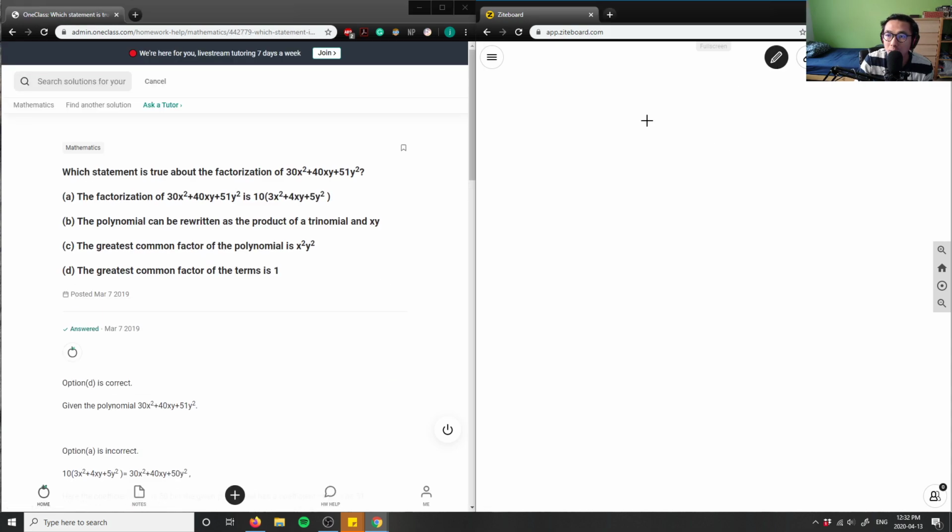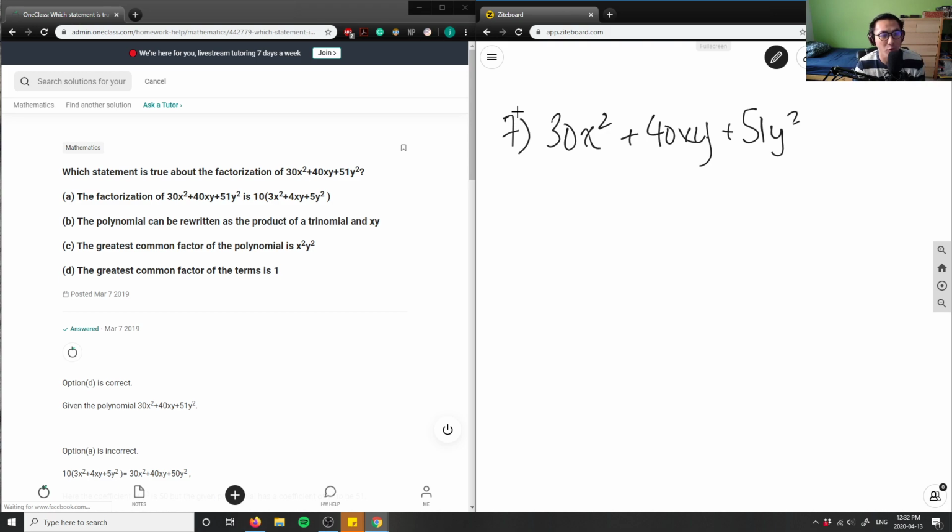Okay, and let's look at question 7. Which statement is true about the factorization of 30x squared plus 40xy plus 51y squared? So it's 30x squared plus 40xy plus 51y squared. Take a moment to think about this problem. Again, you're given 4 options here.